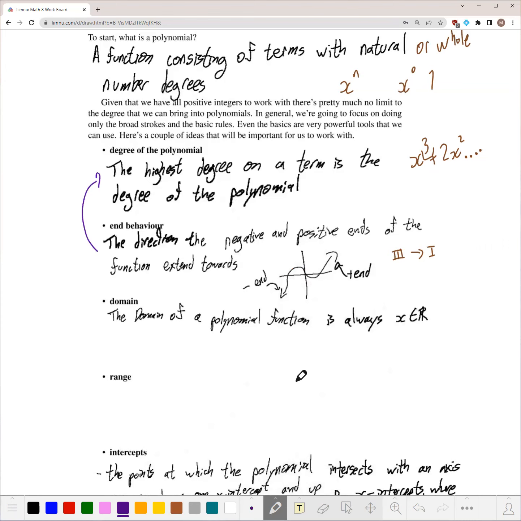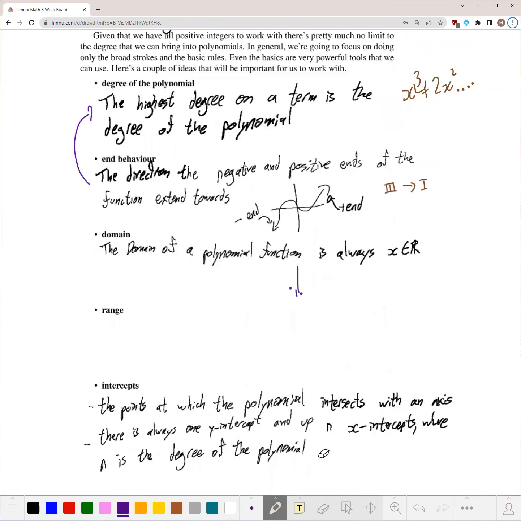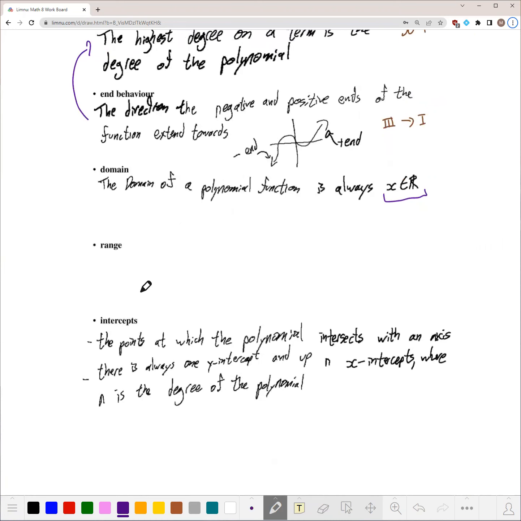As far as domain and range goes, where's my button? There we go. If I've got a polynomial function, essentially x can be anything. So we're always going to have x being an element of the reals. Anything is allowed to go into our polynomial functions. The range, I didn't fill this one in because it's a bigger idea, so let's talk about that out loud. The range of a function depends on the function. So we can say depends. But for a polynomial, we're going to have two options.